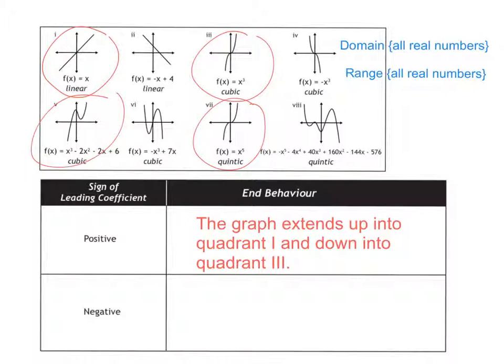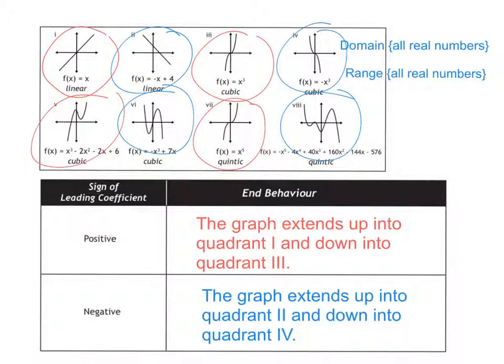And then for the negative lead coefficients, which would be the other four, you see the graph going up into quadrant 2, down into quadrant 4. So there's the note for that as well.